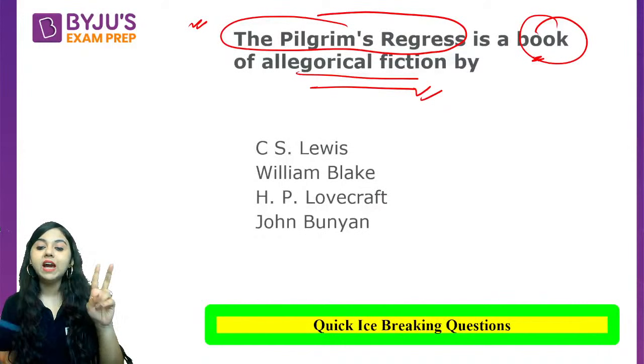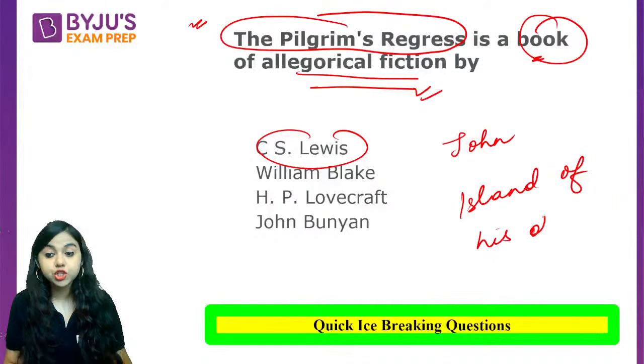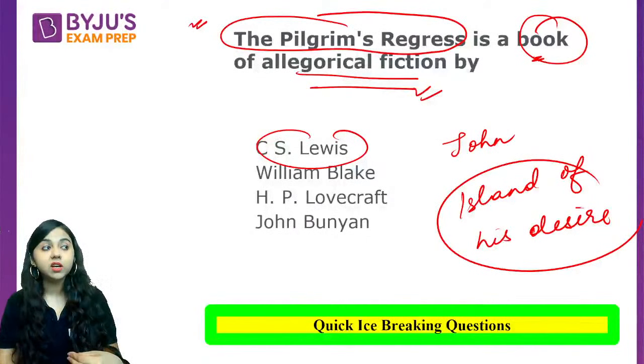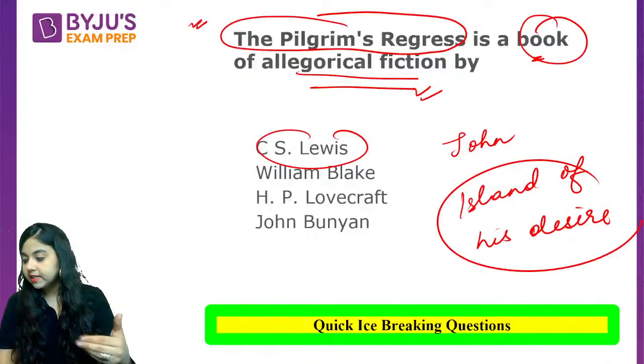What is he searching for? John is searching for the island of his desire. And John is, of course, at the epicenter. The character is struggling with modern hypocrisy, with the intellectual vacancy of the Christian church, communism, fascism, philosophical movements. So he is literally struggling with all of that, right? So that is another pointer that you are able to look at.